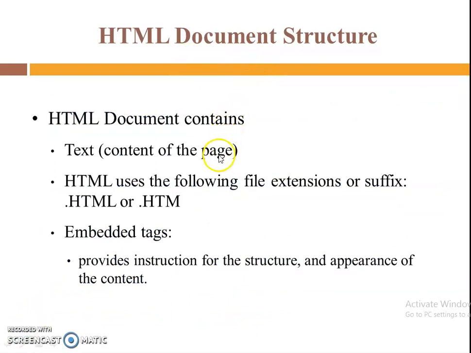HTML document structure. An HTML document is divided into two major parts, that is head and body. An HTML document contains text, that is the content of the page. HTML uses the following file extensions or suffixes to save the file: .html or .htm. It uses embedded tags that provide the instructions for the structure and appearance of the content.